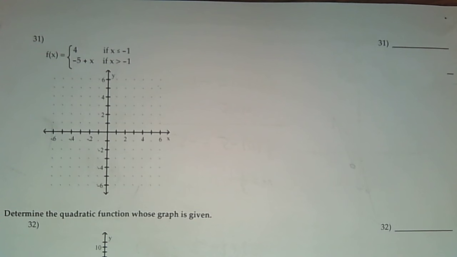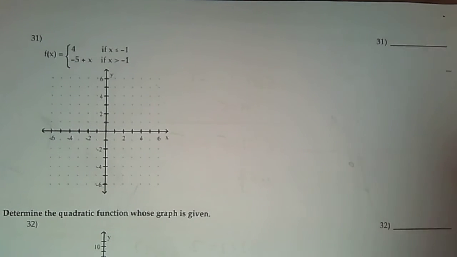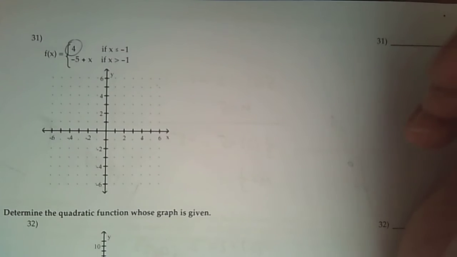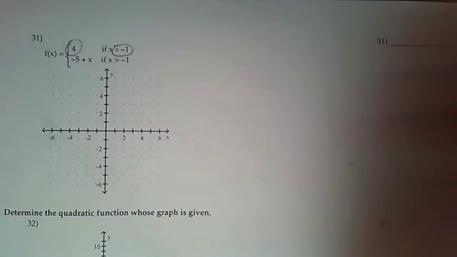The second part of that linear and quadratic review sheet so we can finish it. Question 31, again piecewise. What happens if you only see a number, no variables? What is that going to look like? That is a horizontal line that goes through 4. But I only want to draw the horizontal line when it's less than or equal to -1.